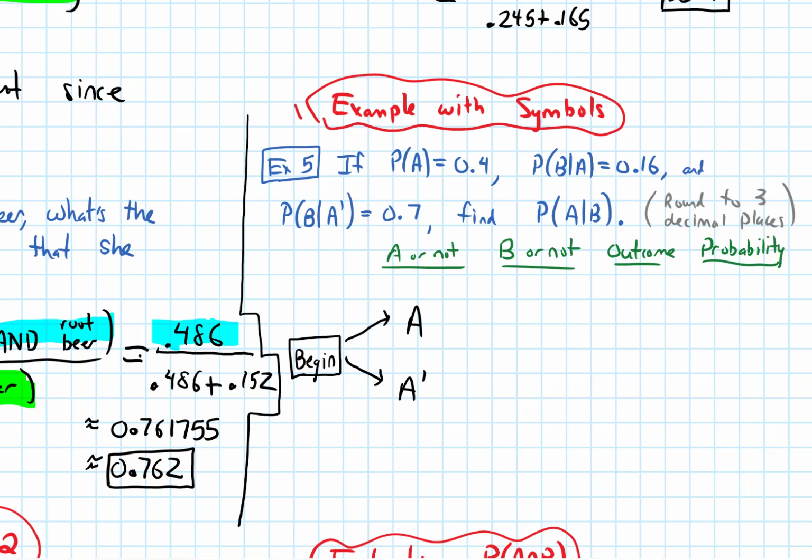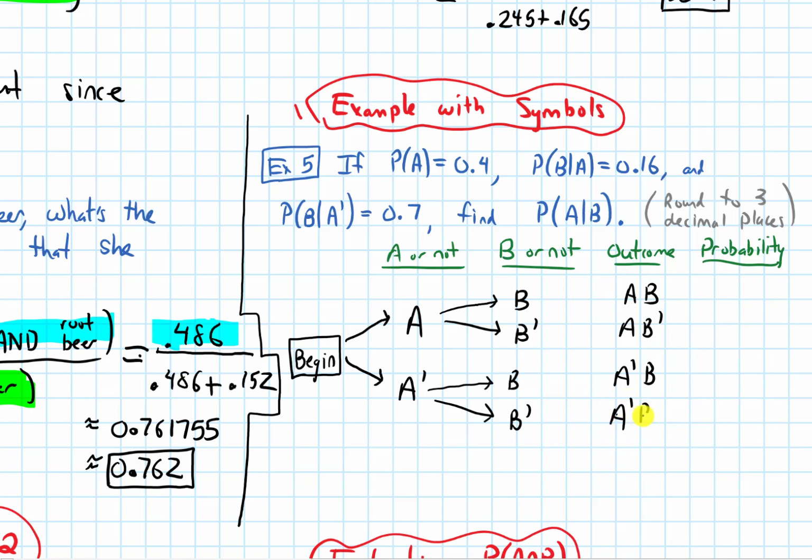From each of these first stage outcomes, either B could happen or B complement would happen. Same thing from A complement, either B happens or B complement happens. And then I can write my outcomes. My first outcome is AB, then it's AB complement, then it's A complement B, and finally A complement B complement.